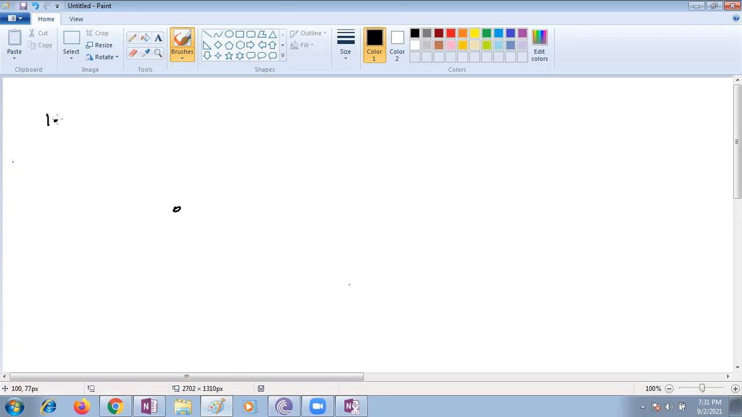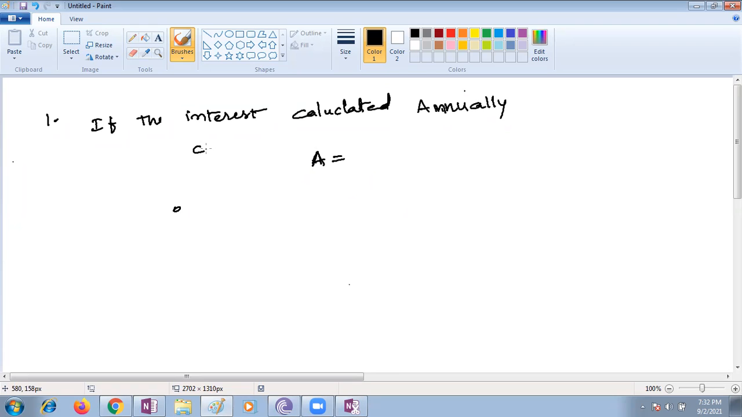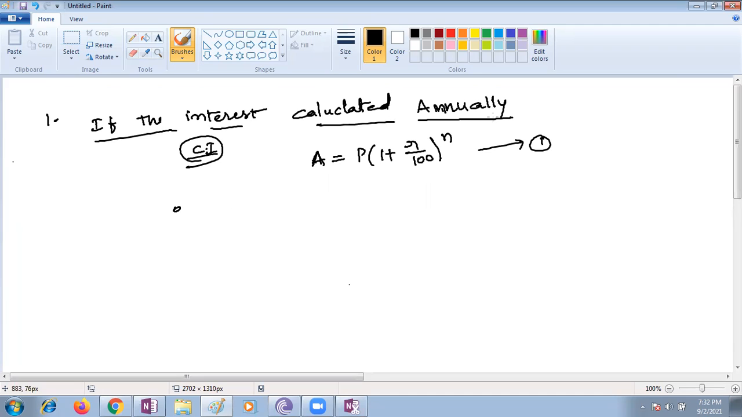First one, if the interest is calculated annually, means amount formula. You need to find the compound interest. First you have to use the formula P into 1 plus R by 100 whole to the power N. This is the first formula.